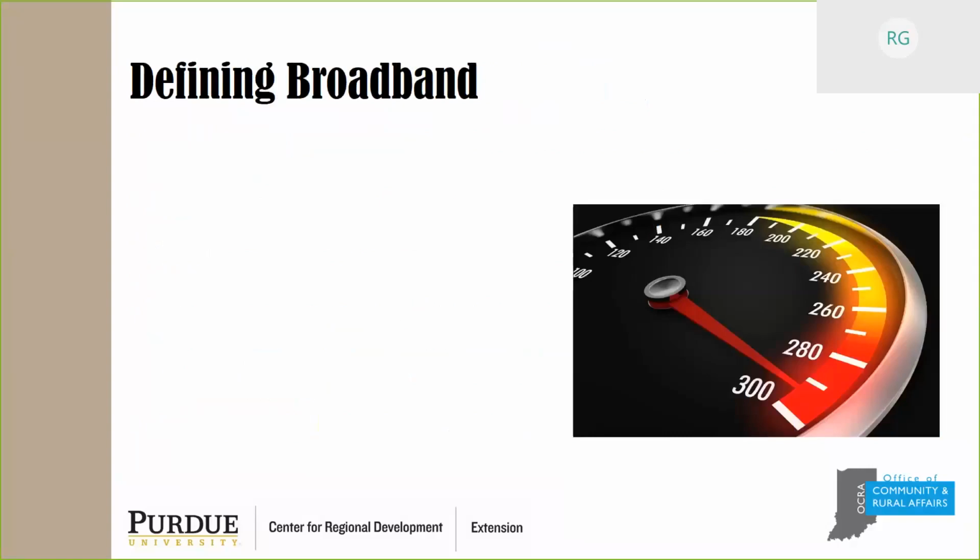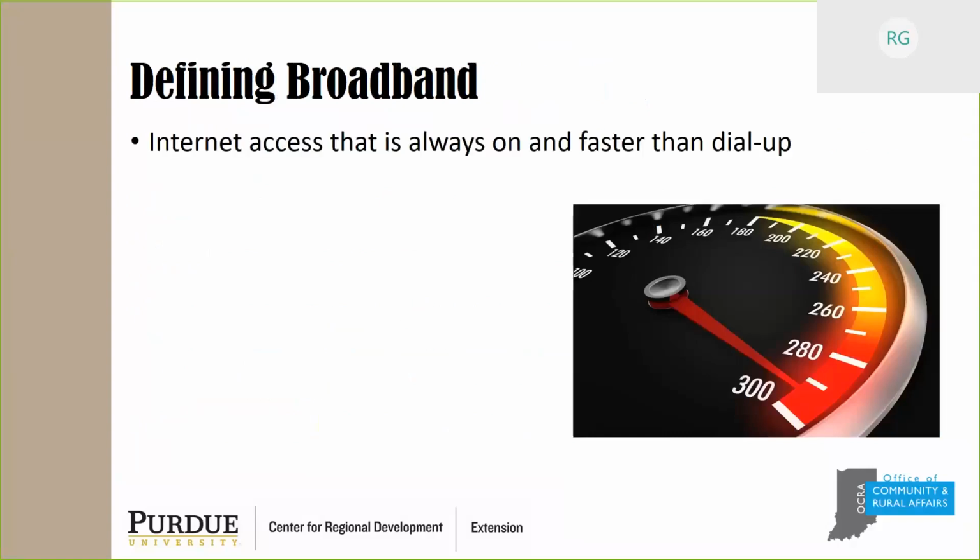The FCC, the Federal Communications Commission, defines broadband as internet access that is always on and faster than dial-up. Boom, that's it. That's their definition. Well, what exactly does that mean? So then the FCC went in and defined broadband.